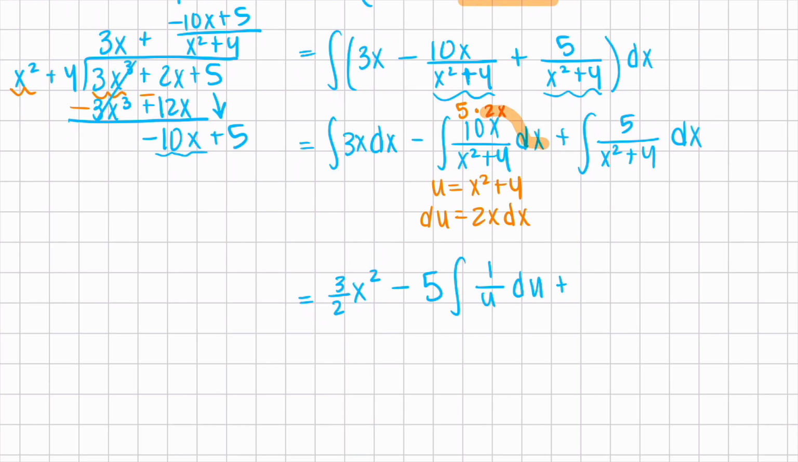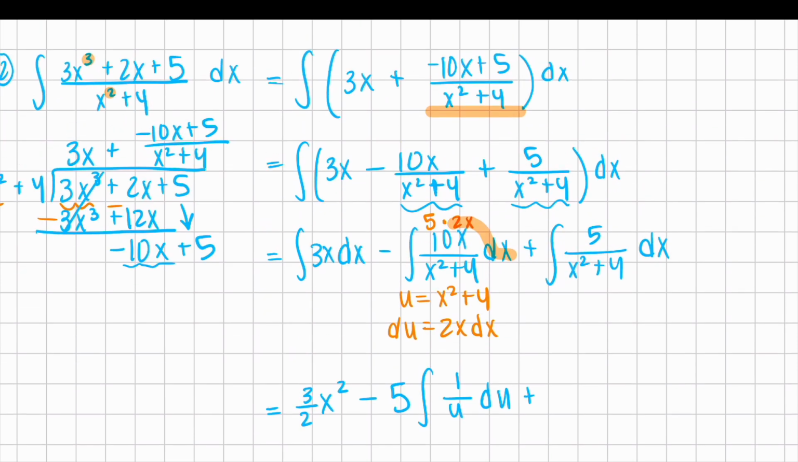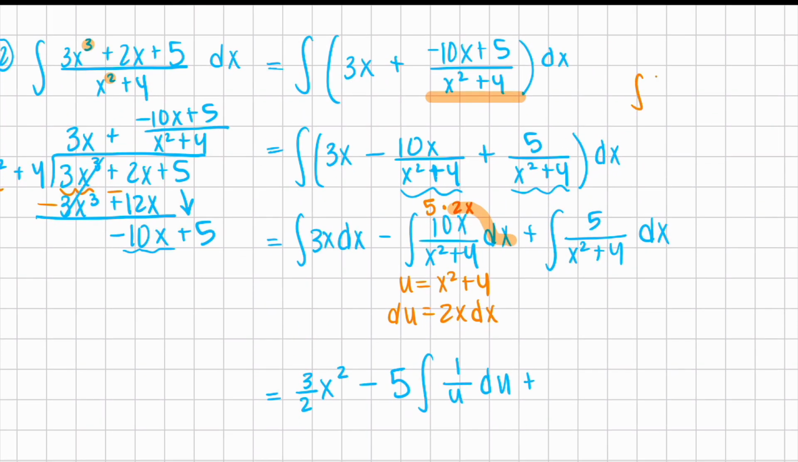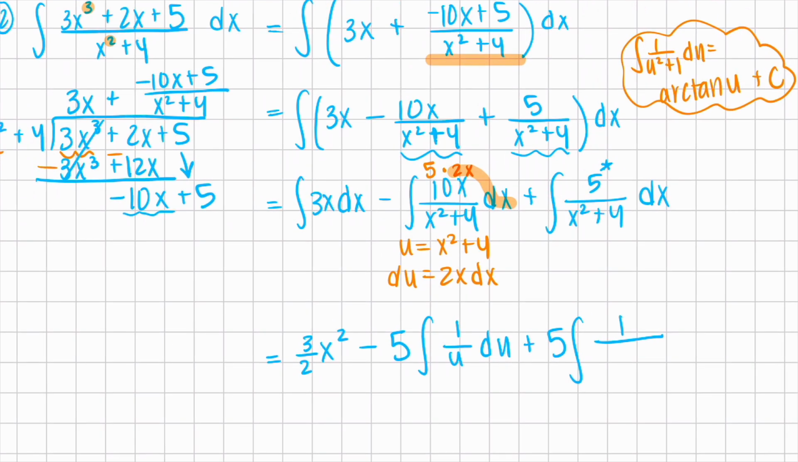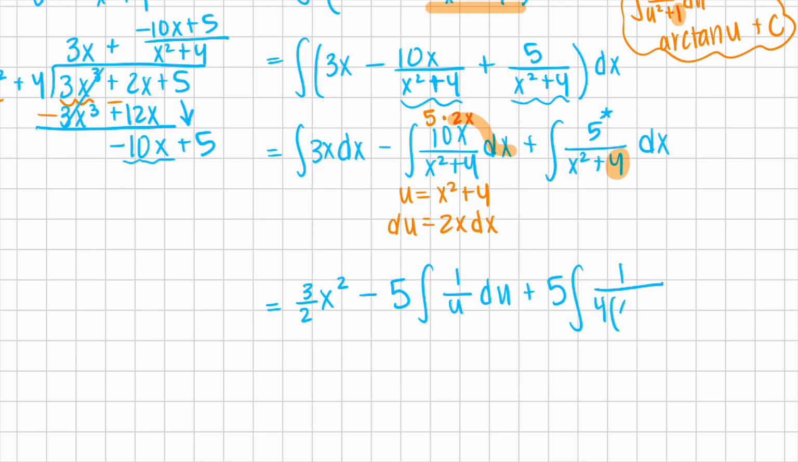For the last one, keep in mind that we have the rule. Let me write it up here. The integral of 1 over u squared plus 1 du is equal to arctangent of u plus c. If you're not sure how to do this, I have a more in-depth video on my channel, but that is what we're going to be using for this last integral. So I'm going to take the 5, I'm going to pull it out front. And then in my identity, notice it's a u squared plus 1. So instead of a 4 here, I want a 1. So I'm going to, in the denominator, factor out a 4.